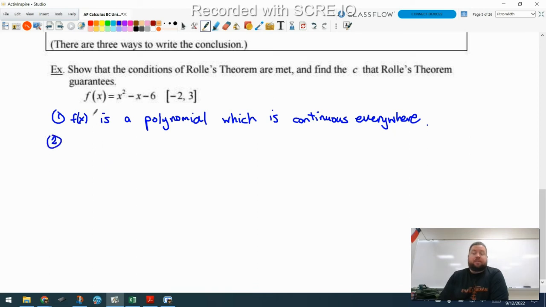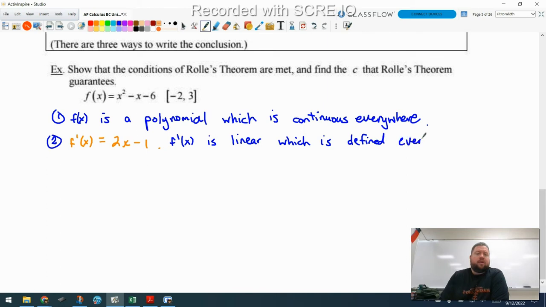All right, number 2, f of x must be differentiable. So we are going to take the derivative of this. F prime of x is equal to 2x minus 1. F prime of x is linear, which is continuous everywhere, which is, let's say, defined, not continuous. So since f prime is defined everywhere, f of x is differentiable everywhere.